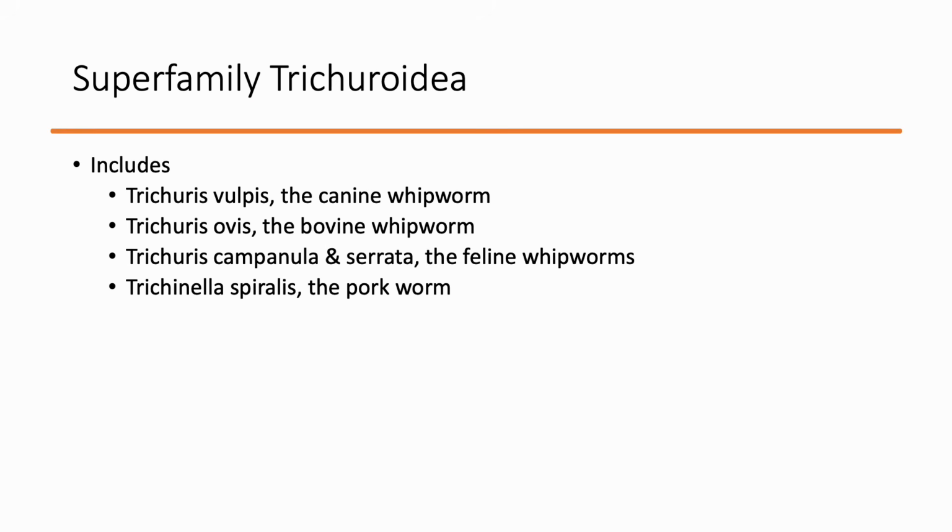The next nematode superfamily are the Trichuroidea, and these include Trichuris vulpis, which is the canine whipworm, Trichuris ovis, which is the bovine whipworm, Trichuris campanula and serrata, which are the feline whipworms, and then Trichinella spiralis, which is the porkworm. We're going to talk about Trichuris vulpis and Trichinella.